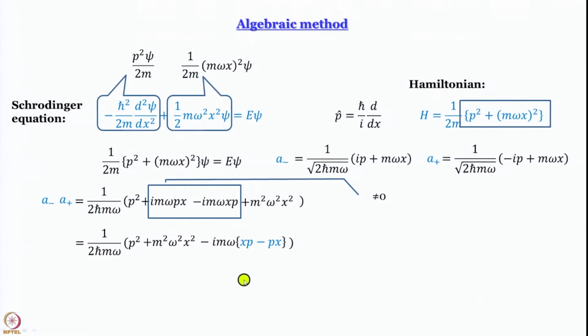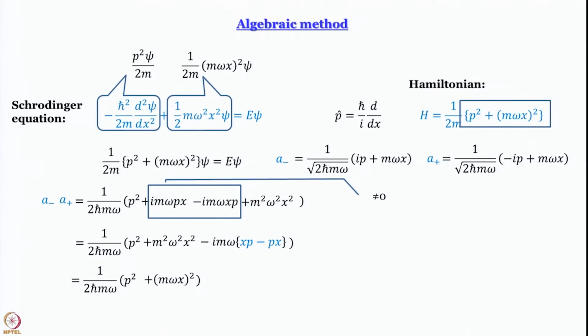But let us write this. Minus I m omega is common. Of course, you could have taken plus I m omega common as well, but this is how Griffith has done it. So, I want to stick to it. Minus I m omega is common and you are left with x p minus p x. Now, x p minus p x for operators is called a commutator. Okay? We will come back to that.